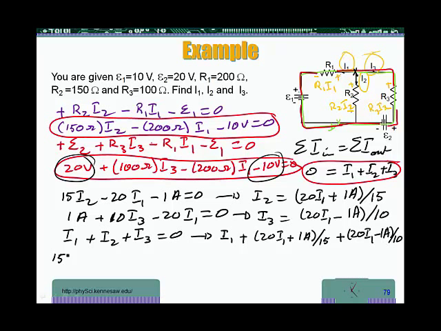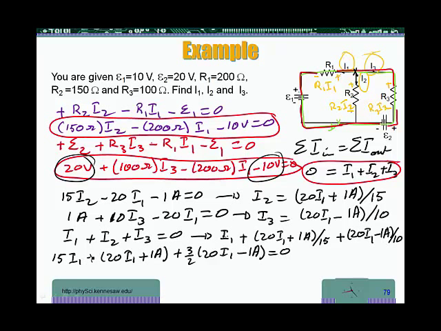So I have 15 I1 plus the 15, I'm going to get rid of it there, so plus 20 I1 plus 1 amp, and then 15 over 10, that's 3 halves, so plus 3 halves of 20 I1 minus 1 amp is equal to 0. Okay, just a little small algebra here.